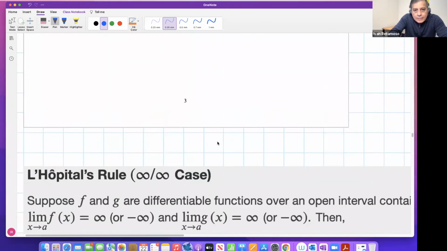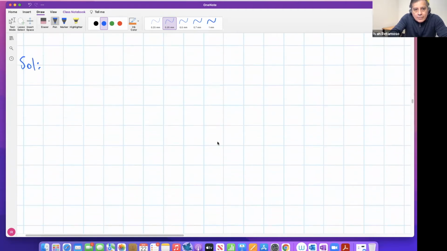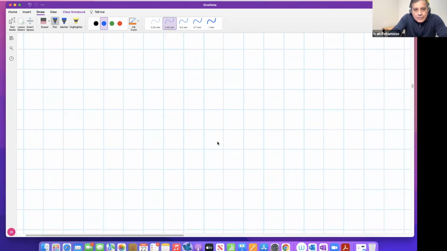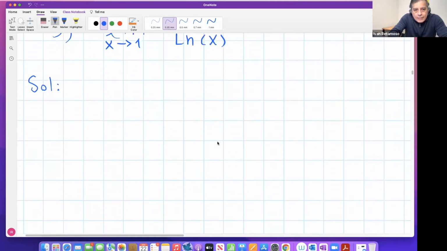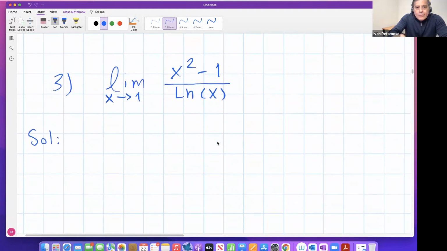Take a look at more examples of L'Hopital's rule. Very good. Suppose we have this example number 3. Suppose you want to compute the limit of x squared minus 1 over natural log of x.